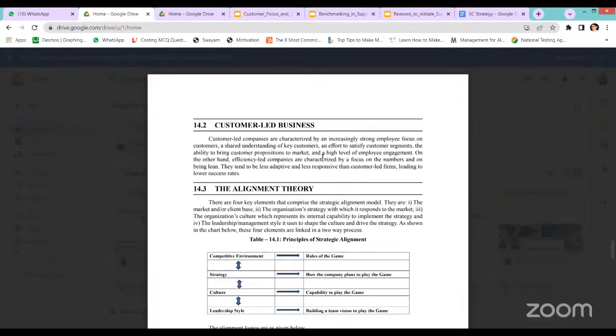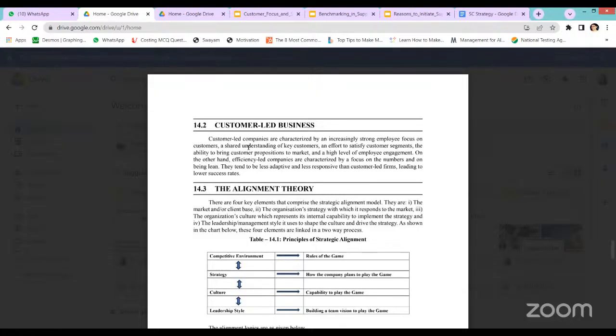Most of the business entities are customer-led businesses. On the other hand, there are certain efficiency-led companies, which are grown based on their efficiency. So the business entities are divided into two categories.